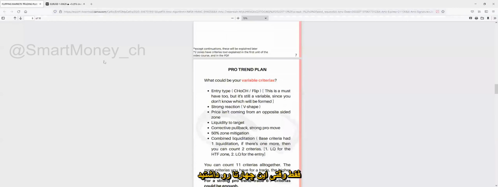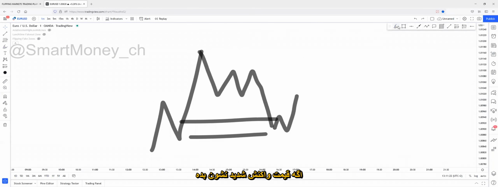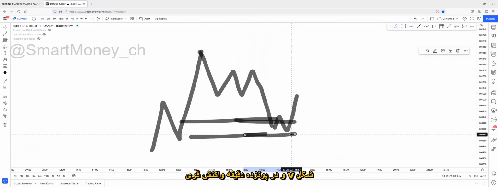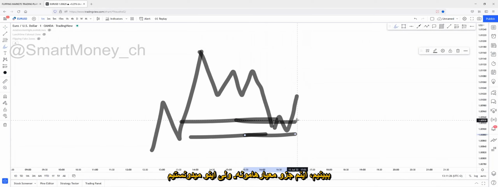A base criteria, it's a variable. So what else could be? Strong reaction, V-shape. If price creates a strong reaction and V-shape on the 50-minute zone, that will be another criteria, but we already know this. So that's why I told you that this isn't new. This isn't new for anyone. Everything has been told in the webinar recaps, but I'm just assembling everything together and creating this plan for you.